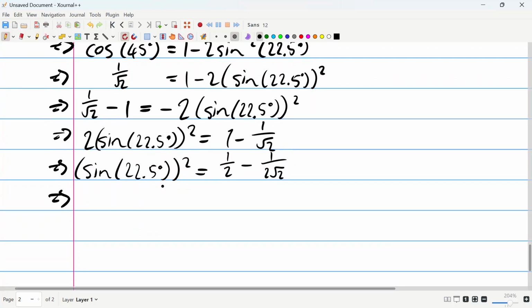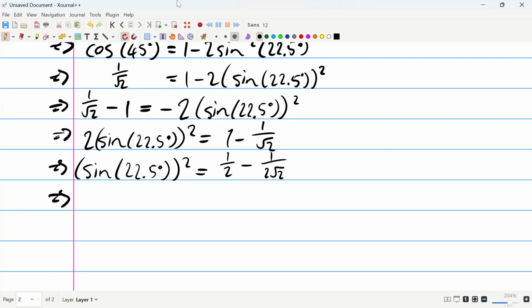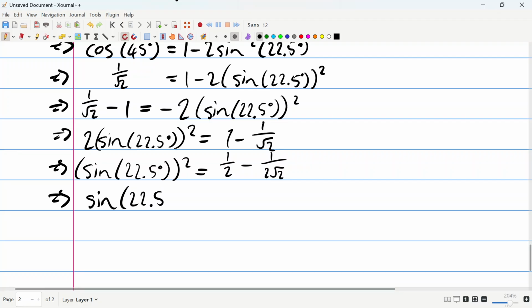Now, we can take the square root on both sides, okay? Then what we will have is sine of 22.5 degrees on its own, which is equal to plus or minus the square root of, you can either write this as one fraction or not. For this one, I'm going to write it as one fraction, meaning this would be written as the square root of 2 minus 1 over 2 root 2. So then we have it looking like that, okay?